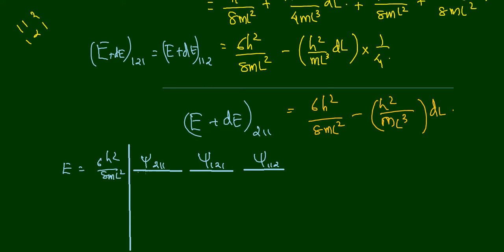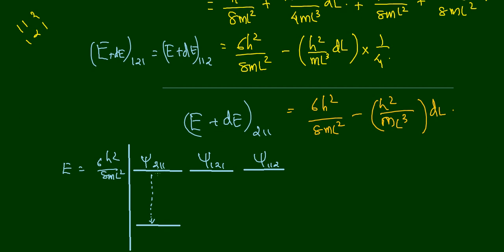That is this energy, the energy already here, minus some quantity. That quantity is h square divided by ml cube dl. So this is reducing from here, reducing to some quantity, and the new energy value is here. This is the new energy of the state. So the psi 211 state is here now, and it has some energy which is 6h square divided by 8 ml square minus h square by ml cube dl.